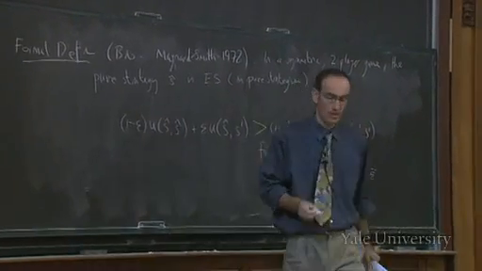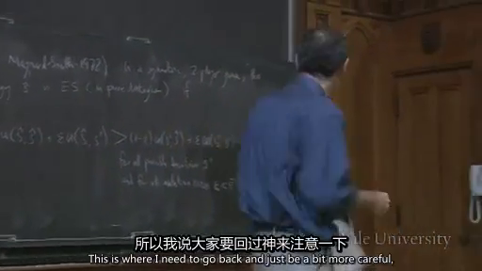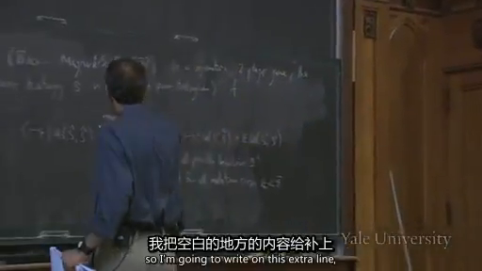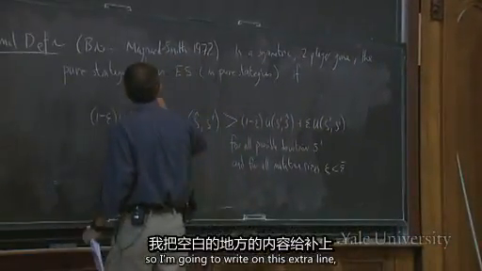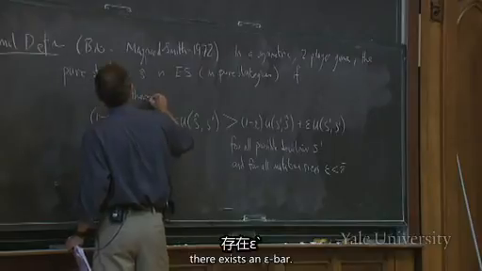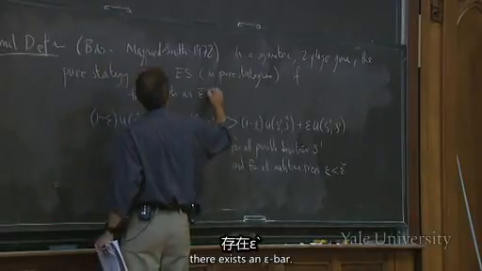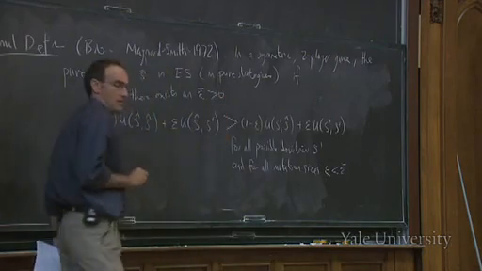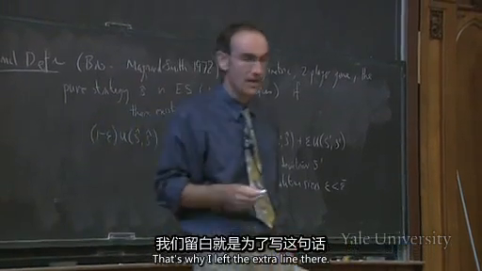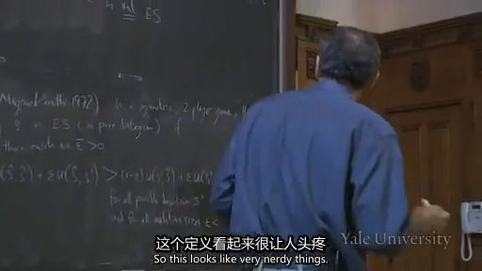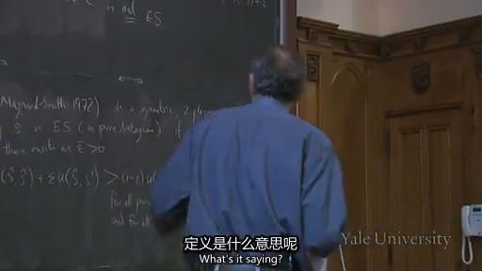All right, now, this is why I need to go back and just be a bit more careful. So I'm going to write on this extra line, there exists an epsilon bar. All right, that's why I left that extra line there. So this looks like very nerdy things. Let's talk our way through it. All right, what's it saying?